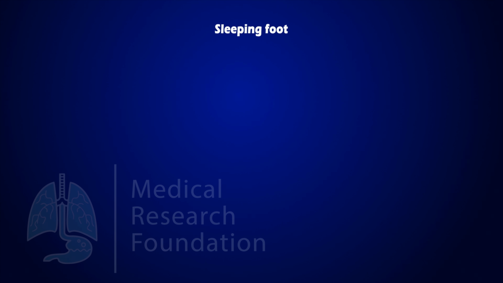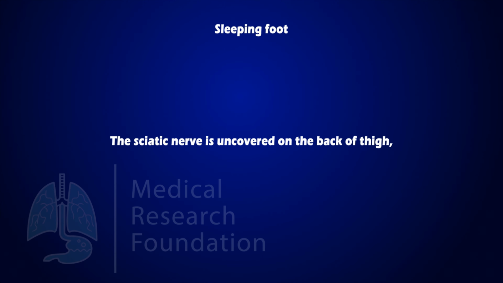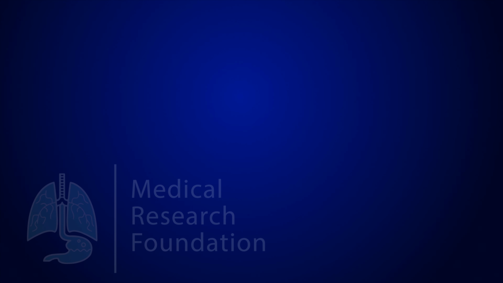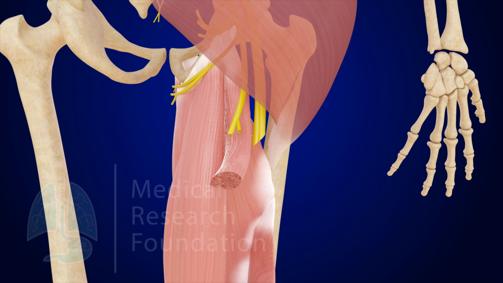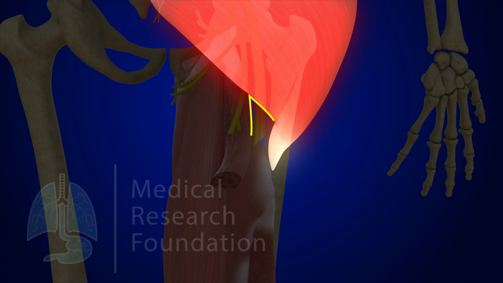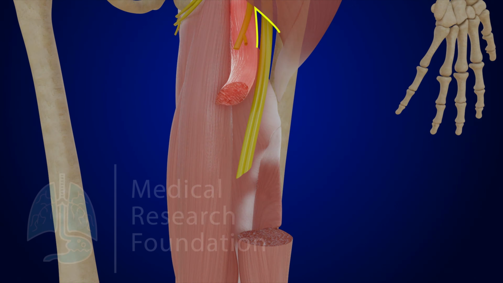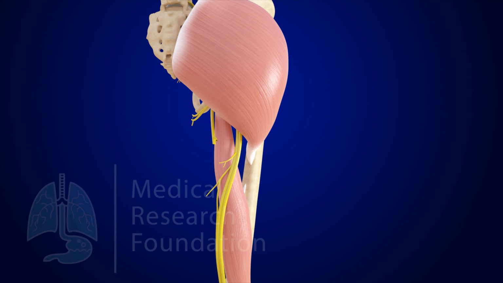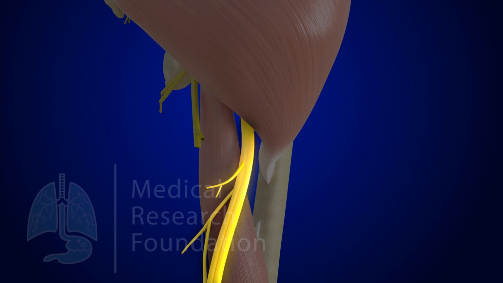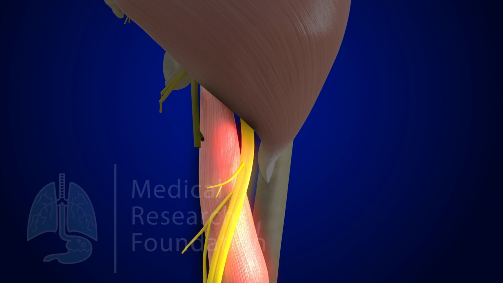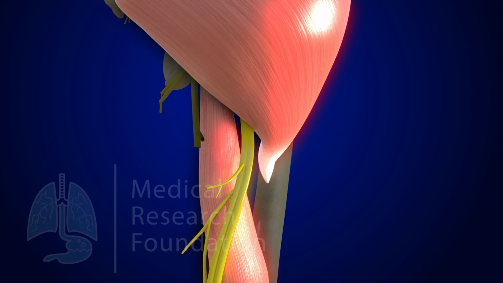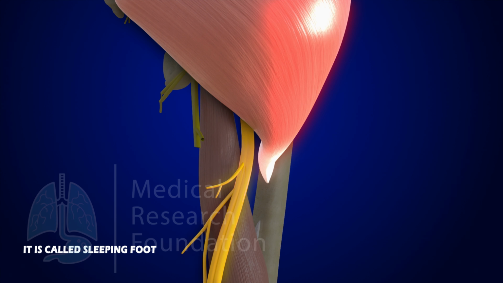Sleeping foot. The sciatic nerve is uncovered on the back of thigh, in the angle between the lower border of gluteus maximus and long head of biceps femoris. The temporary compression of the sciatic nerve against the femur at the lower border of gluteus maximus causes paresthesia in the lower limb. It is called sleeping foot.